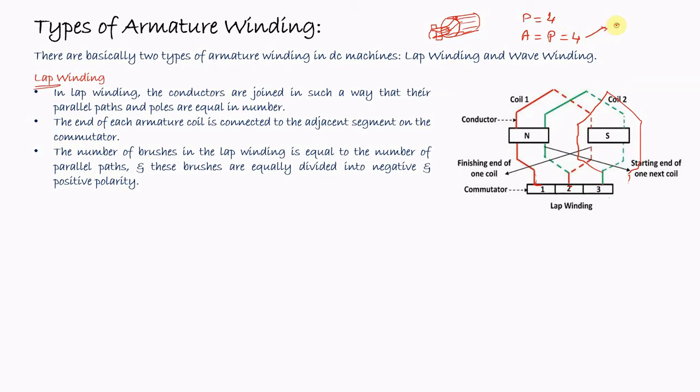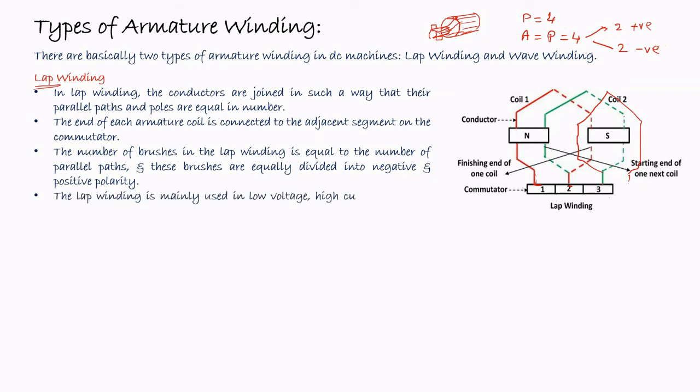Out of 4 brushes, 2 will be positive brushes and 2 will be negative brushes, or you can say the polarity of the brushes, from where the supply is given or supply is collected.